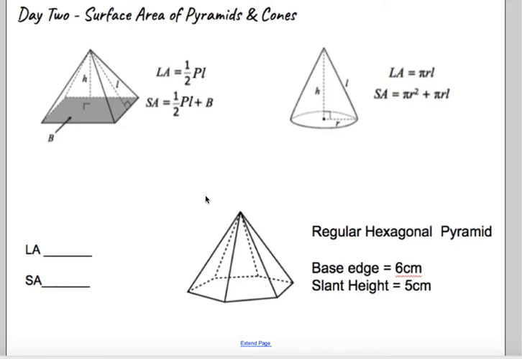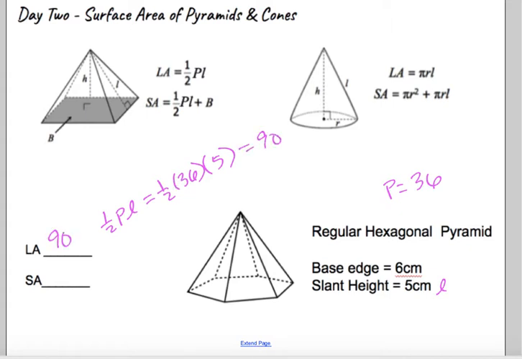So to do the lateral surface area, it's 1/2 PL, and I already have the slant height, which is 5. The perimeter, there are 6 sides, and they're each length of 6, so the perimeter is 36. So I have everything I need for this part already. 1/2 P, which is 36, times L, which is 5, 90.